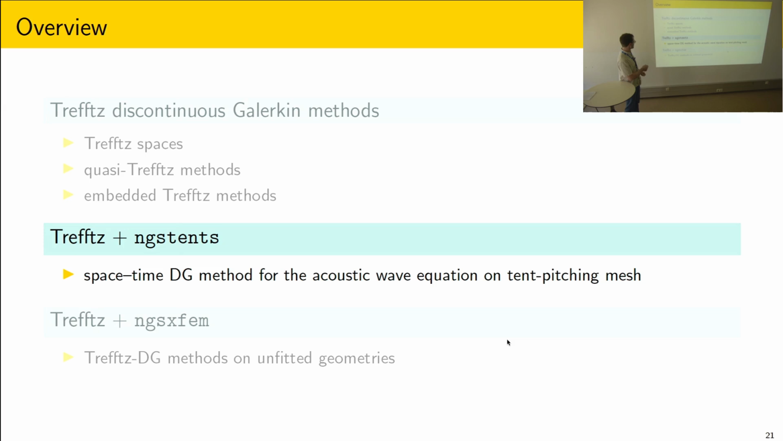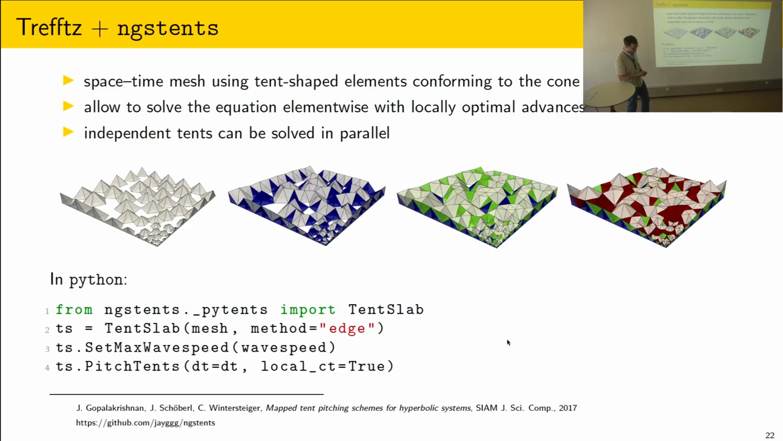Yes, to finish, I just want to show two more applications where we combine these Trefftz functions with NGSTrefftz and XFEM. So tent pitching, which Jay will explain in a moment, so I will not go into detail, is a space-time meshing strategy that constructs these tents in space and time. So we have time going upwards, for hyperbolic equations, and it gives optimal time step sizes for each mesh element.